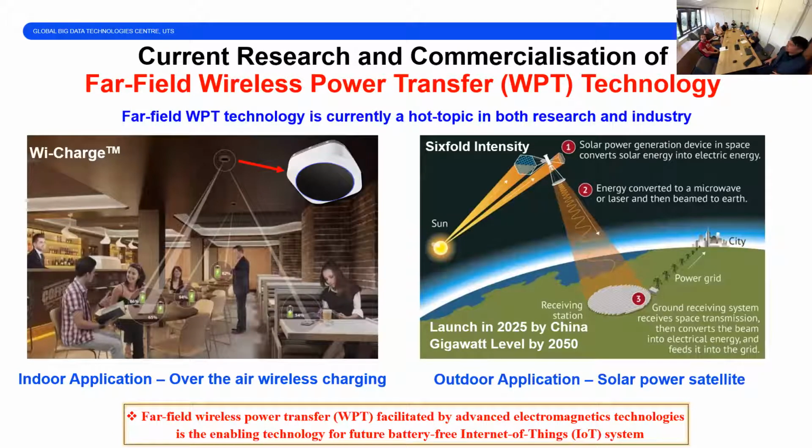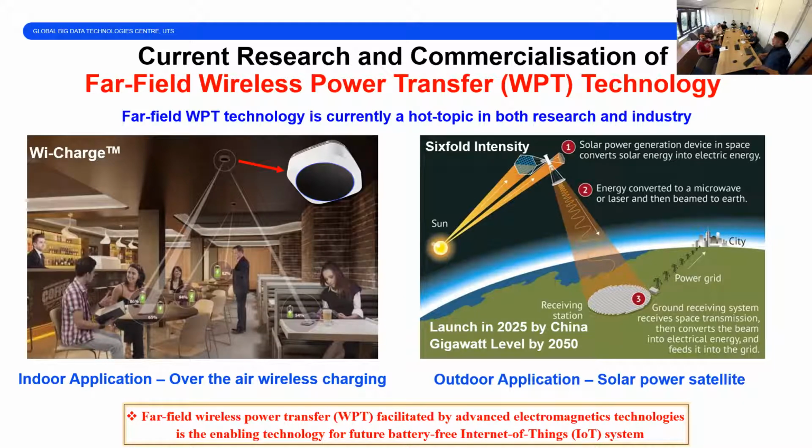So now we come to today. Currently we have two directions for applying this technology. One is indoor application: over-the-air wireless charging. That is the future. Like if we walk into a room, this device can automatically charge your phone, your watch, or smart devices. That is one direction of today's WPT application. Another is outdoor, very long distance solar power satellites.